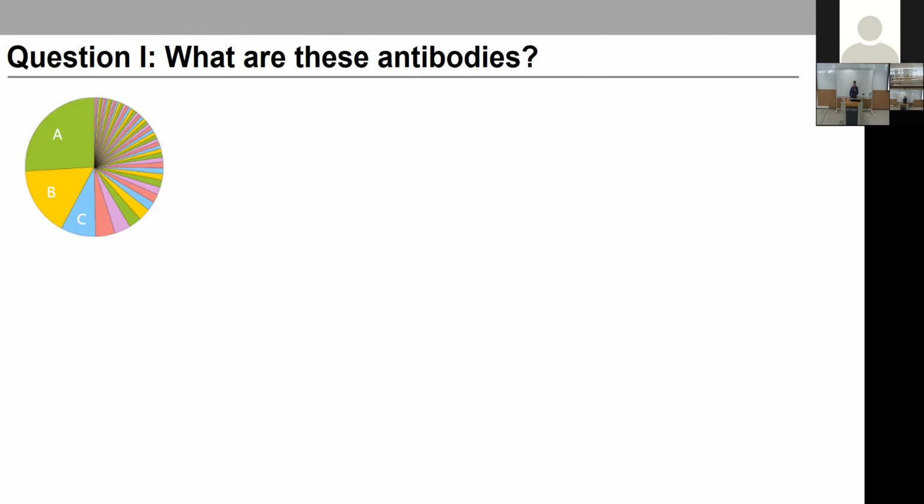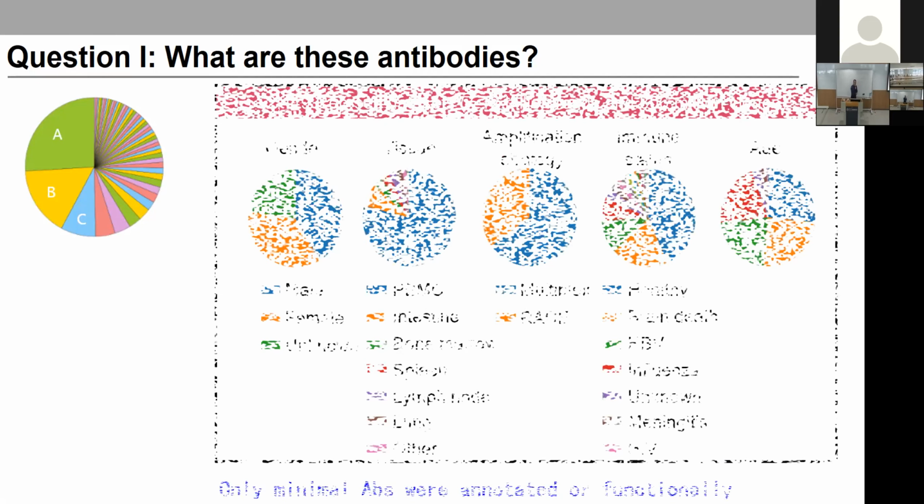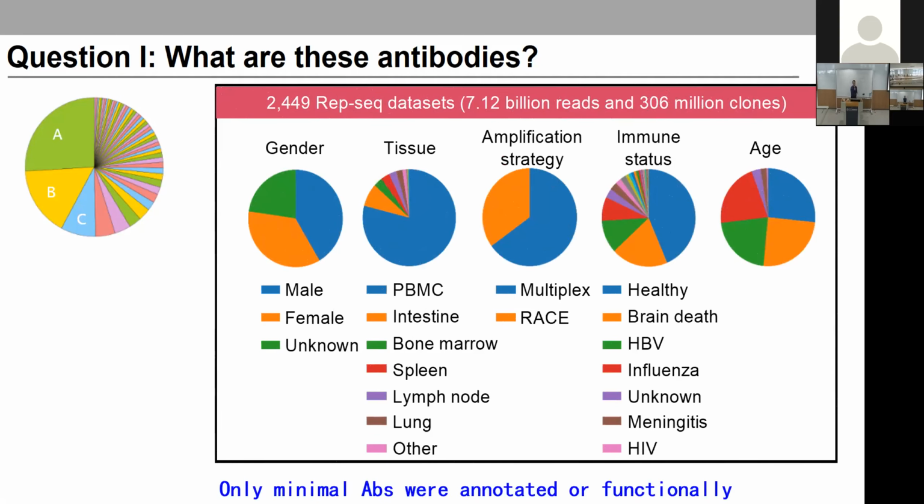Okay, what are they? Later on, we collected more than 2,000 Rep-seq data sets. That's more than 2 billion reads and 300 million clones. And I found only a minimal amount of antibodies are very well annotated and functionally studied. But I'm not an immunologist, so I want to know, what are the vast majority of those antibodies?